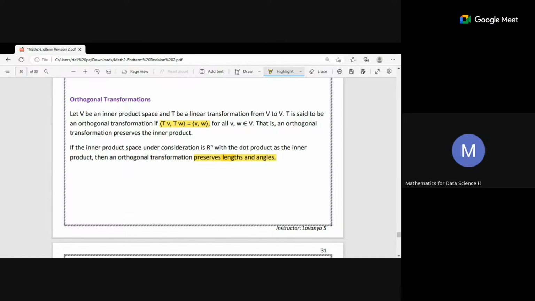What does it mean that it preserves length and angle? Norm TV should be equal to norm V if T is an orthogonal transformation. And suppose the angle between V and W is theta. What is the angle between TV and TW? Theta, again theta. That is the meaning of preserving length and angles. Okay, fine.